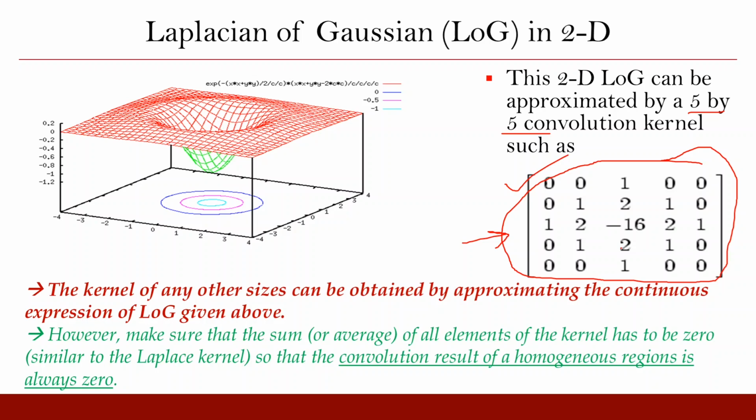Because wherever you have a planar region, there shouldn't be any edge detected. So if you are keeping the total sum of these values as 0, then it will guarantee that if you are applying this operator on planar regions, you will get 0 value.